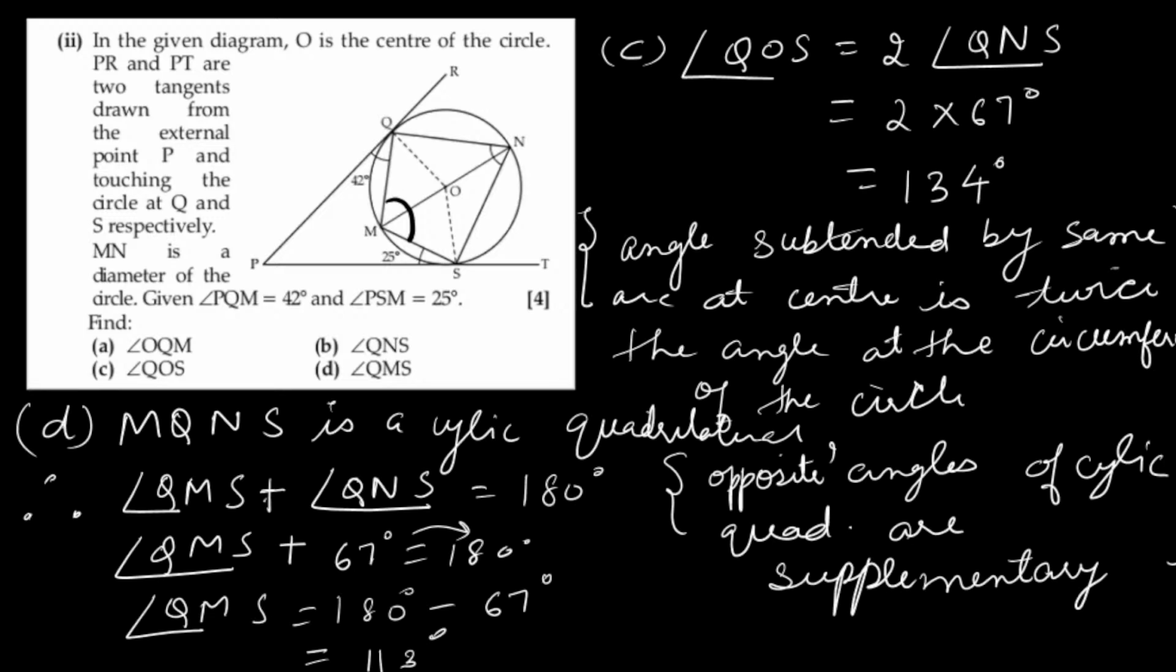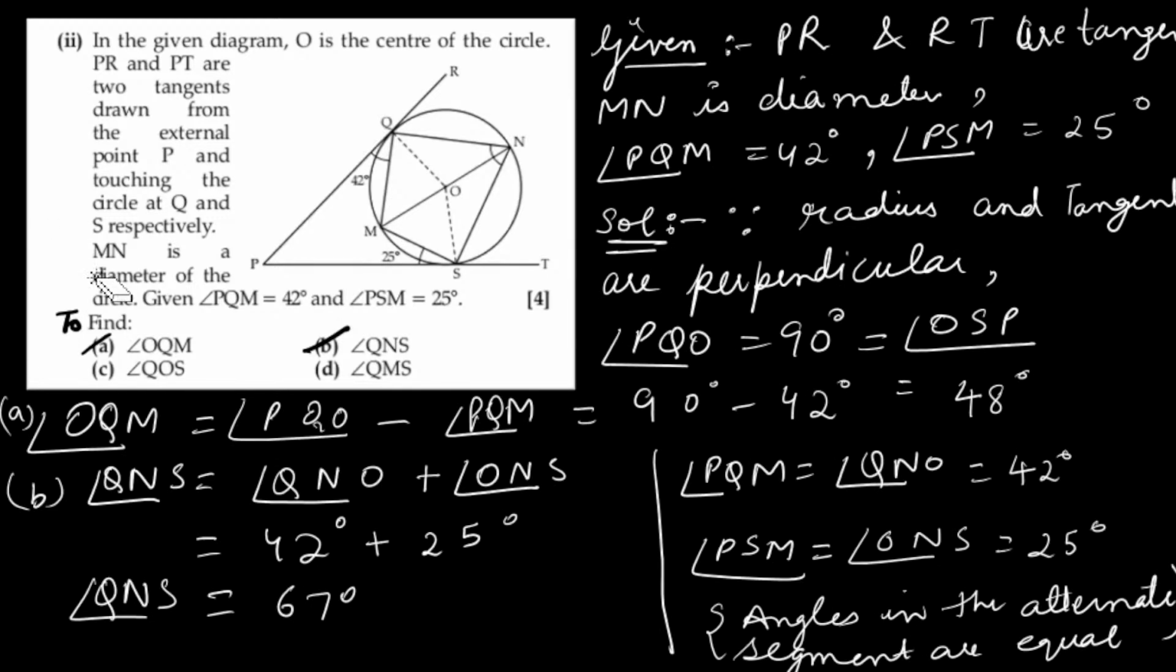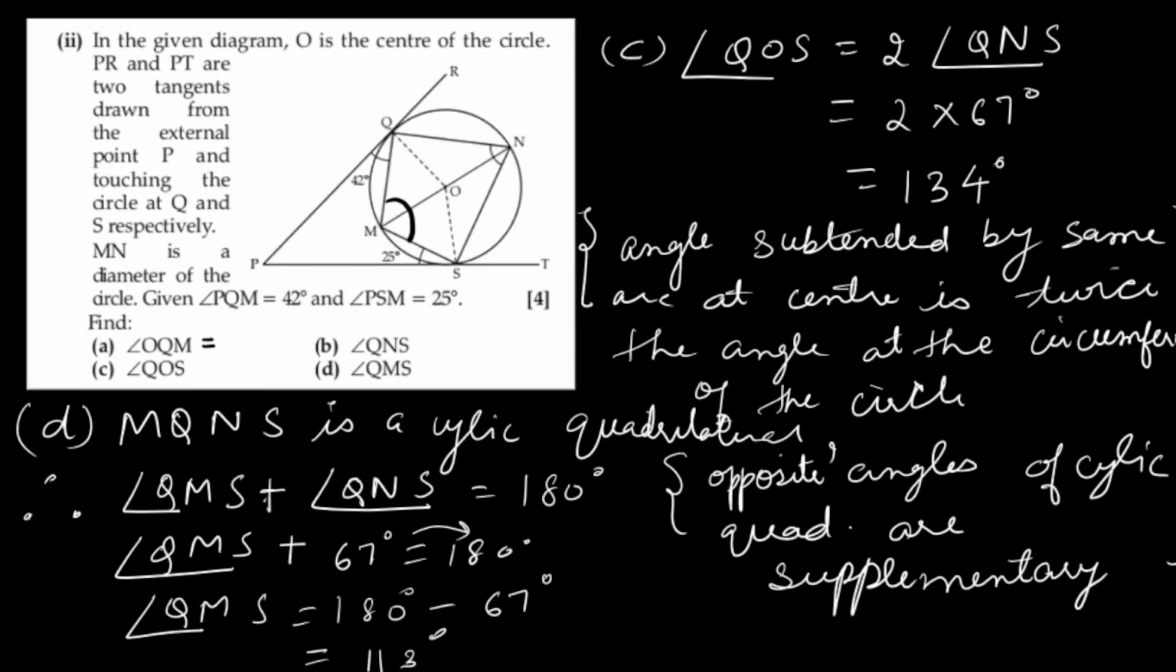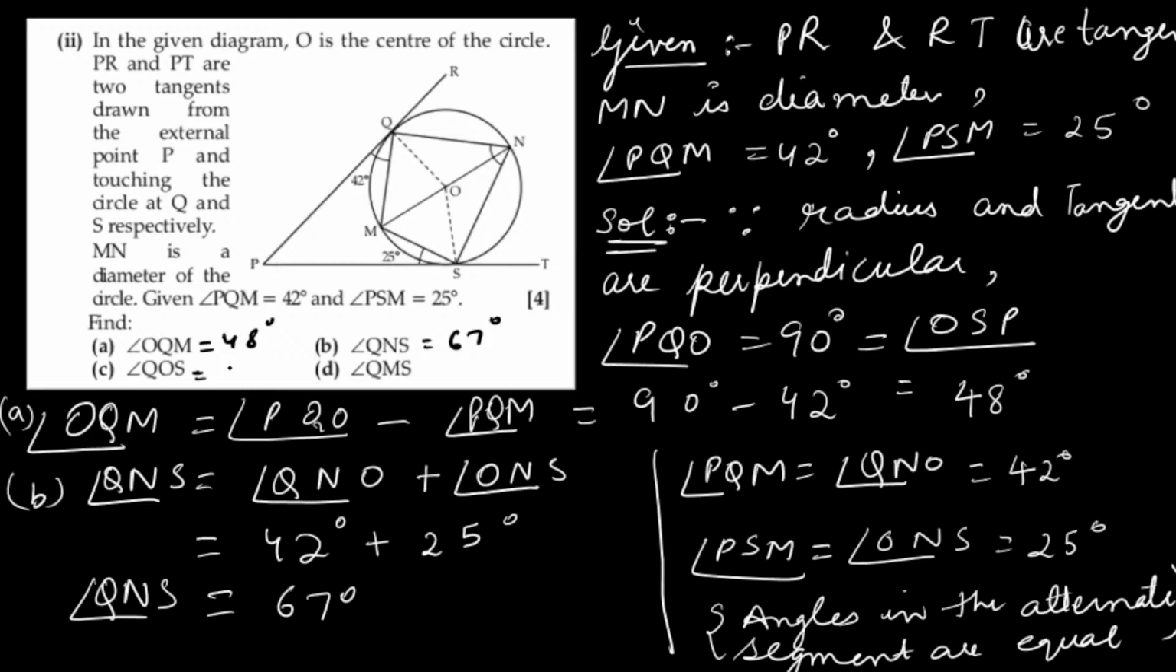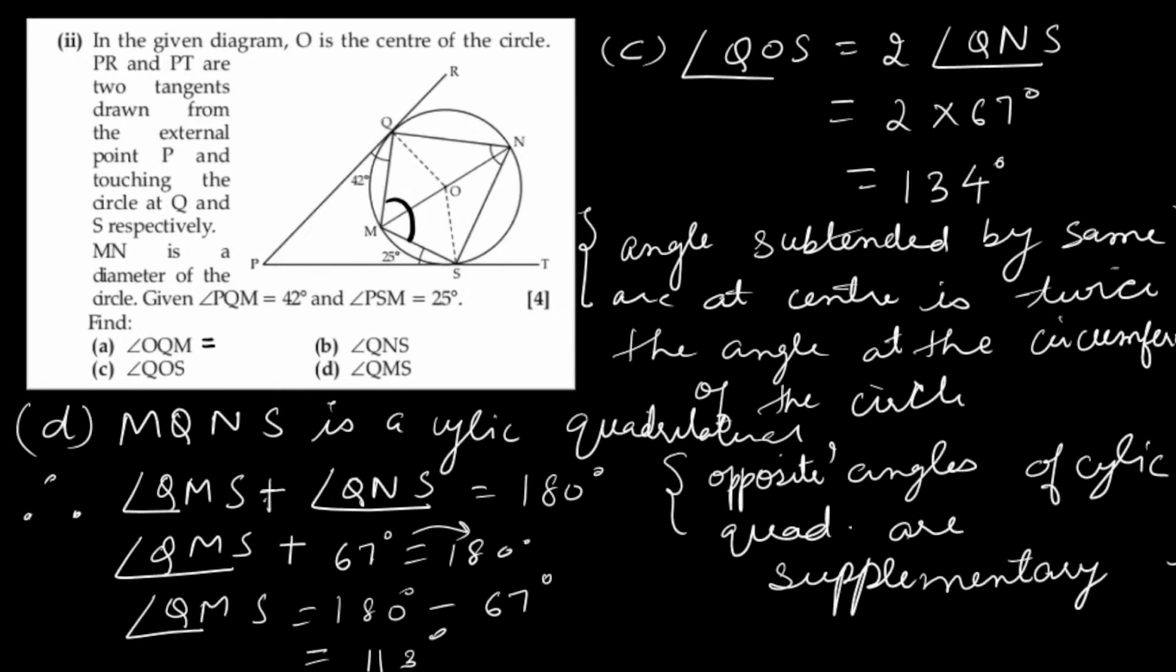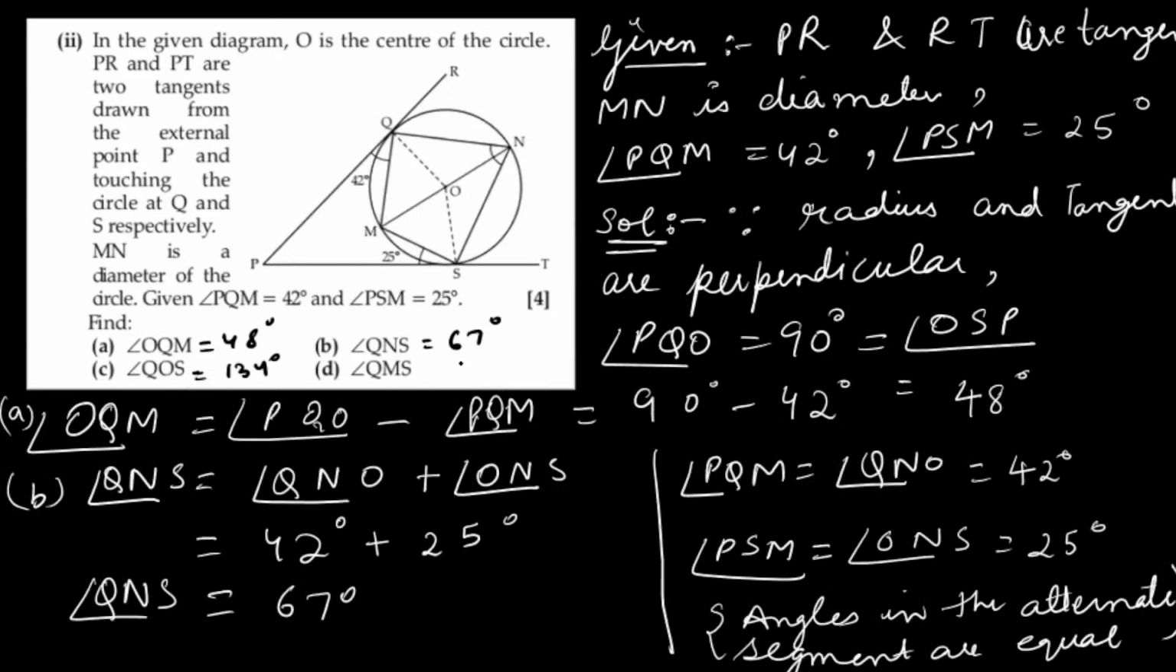So all four parts we have completed. The first angle's value, part A: what was the first angle's value? 48 degrees. So this was 48. This was 67. And then the third one we found as 134. And 113, the fourth one. So here we have completed.